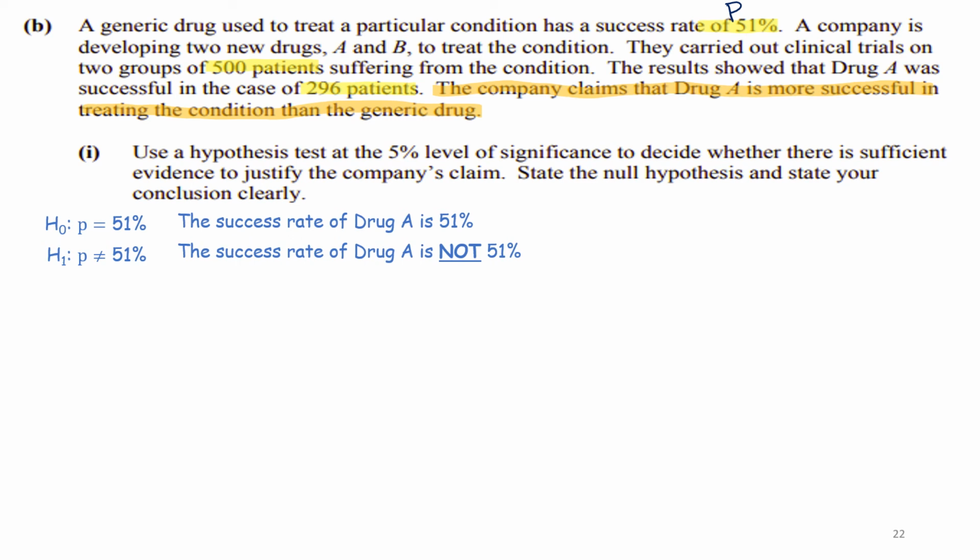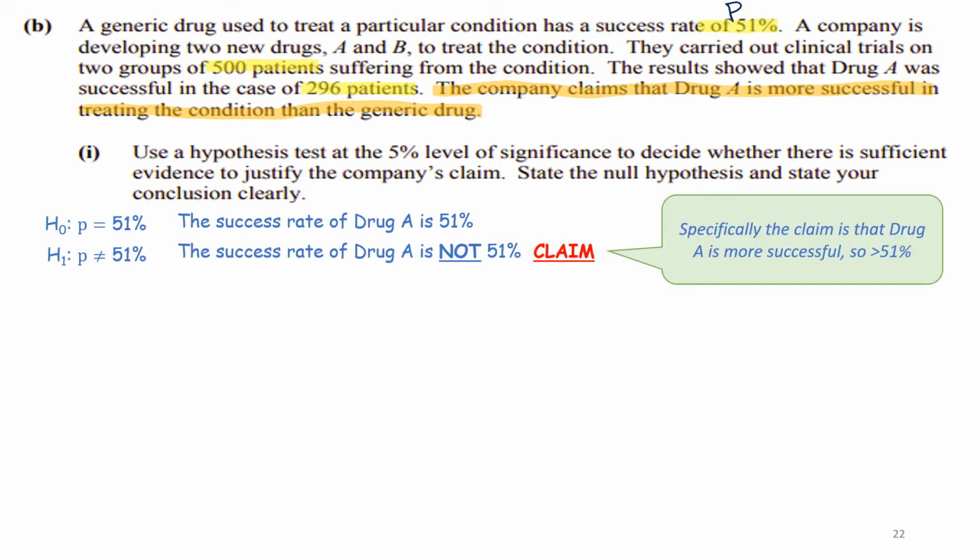So what we really want to focus on is our claim, but basically they were a bit more specific and said that it is more successful than 51%. So really, the success rate of drug A is the same, or it is more than, or less than. Okay, so this is very simple terms.